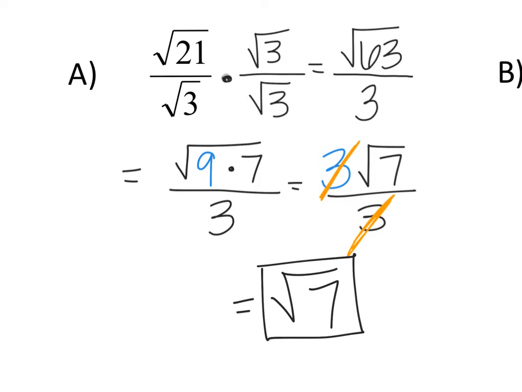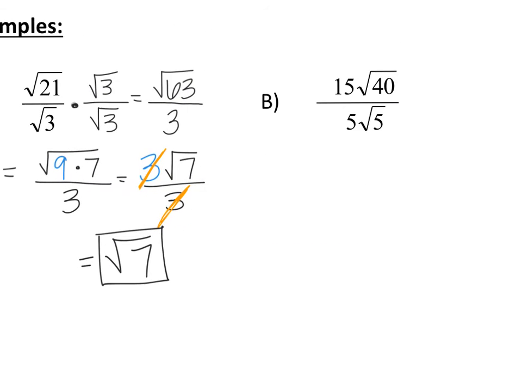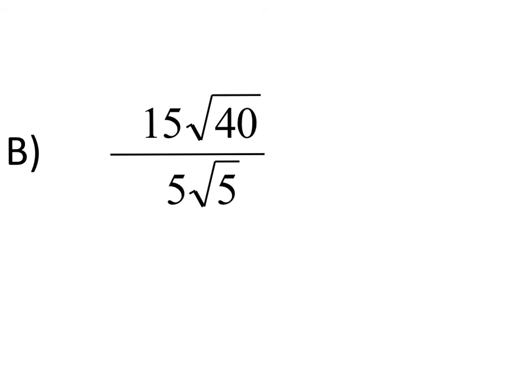I know some people are probably like, well, miss, you could have just taken 21 divided by 3 and gotten the square root of 7. You're right, we could have done it that way, but we don't want to, because that's not going to work every single time. So let's go ahead and look at this one.